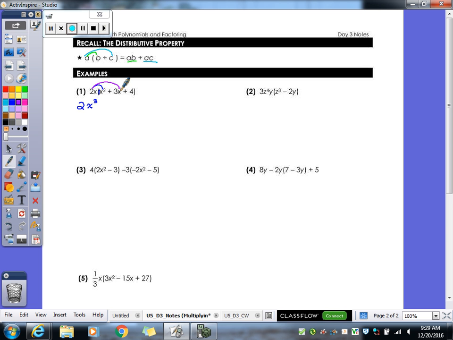So now 2x times 3x. So 2 times 3, and then x times x, we add our exponents. We get an x squared. And then times the last one, 2x times 4. 2 times 4 gives us 8. And then the x was with the 2, so it still has to be there. So 2x cubed plus 6x squared plus 8x is our final answer for that one. None of those are like terms, so there's nothing we can add together.